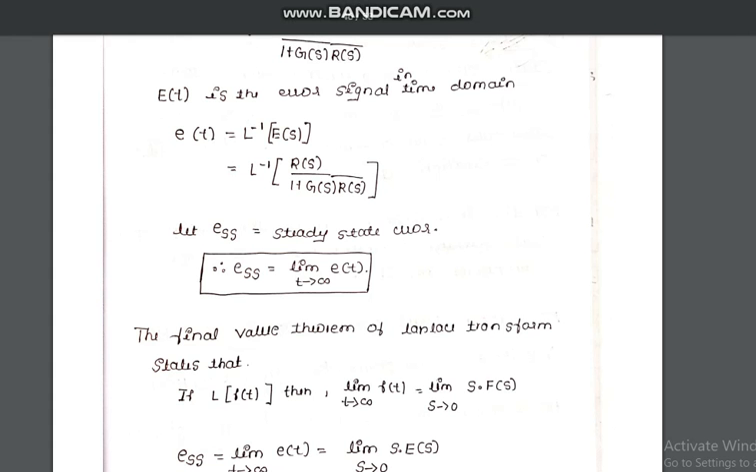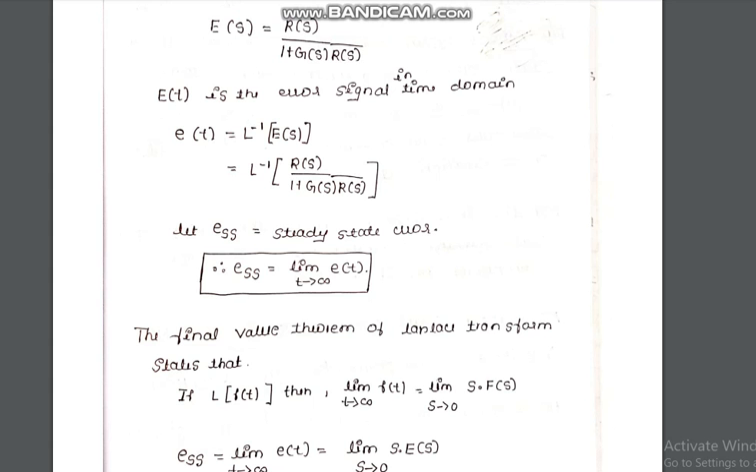Let ESS be the steady state error. We'll call this ESS the steady state error, and I can write ESS is equal to the limit t tends to infinity of E(t). E(t) is the error signal in the time domain, that is, the inverse Laplace transform of R(s) divided by 1 plus G(s) into H(s).